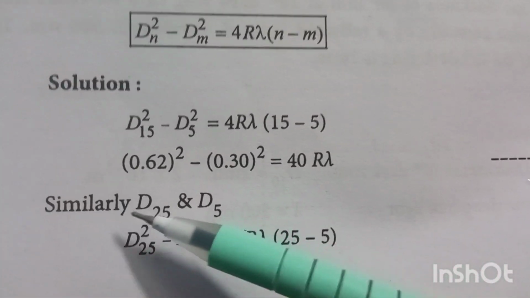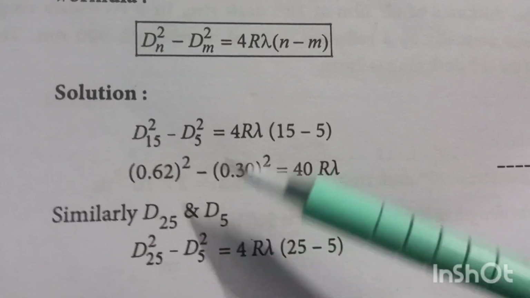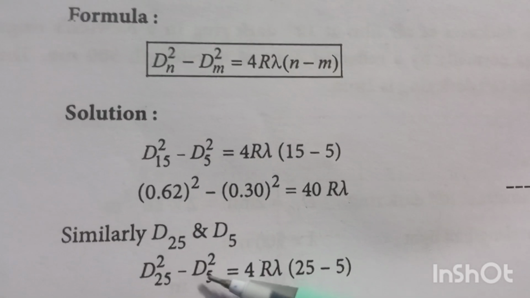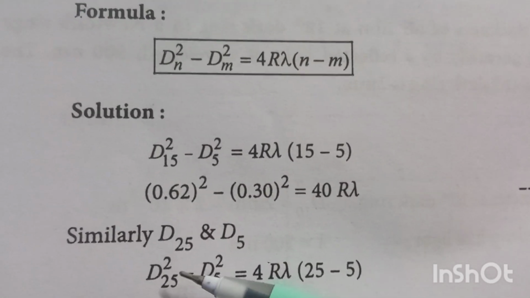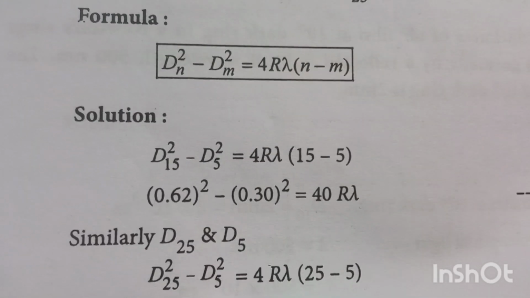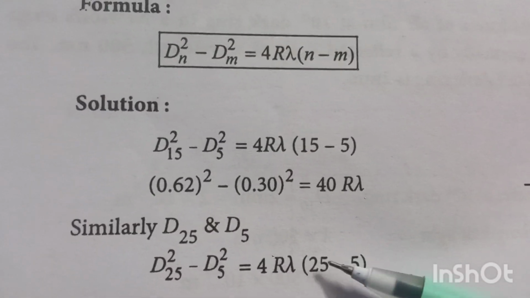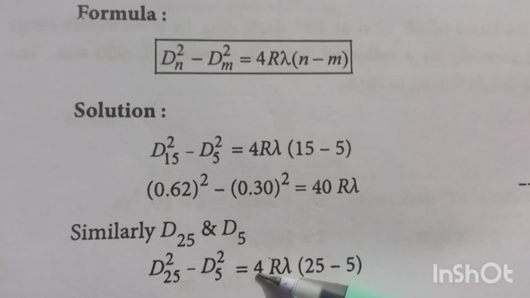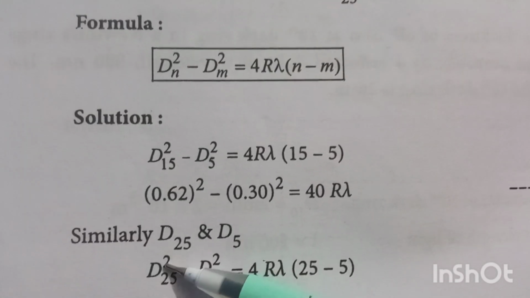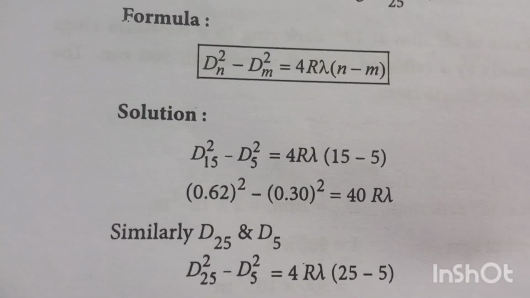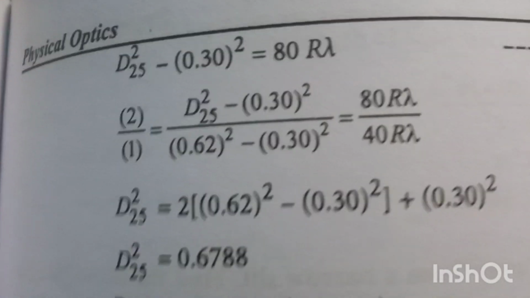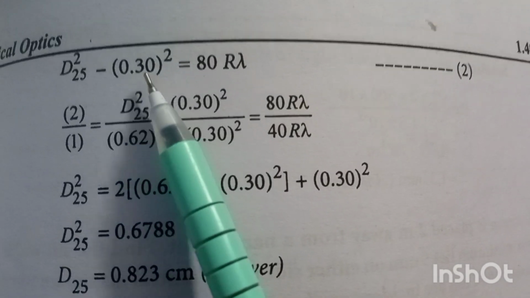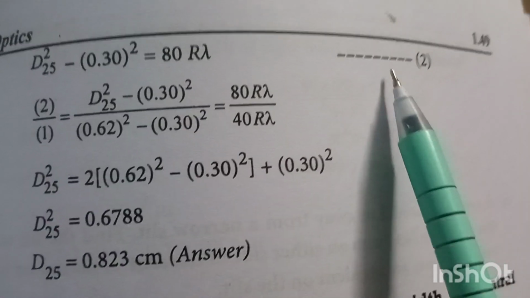After that, similarly, by using the 25th ring and 5th ring, in this formula n is 25, m is 5. The n value will be changed but m is constant, the 5th ring. D25 square minus D5 square equals 4 R lambda into (25 minus 5). 25 minus 5 becomes 20, 20 into 4 becomes 80 lambda R. We don't know D25 but we know the 5th ring, so we can simply substitute the 5th ring. That is D25 square minus 0.30 square equals 80 lambda R. So it is equation 2.